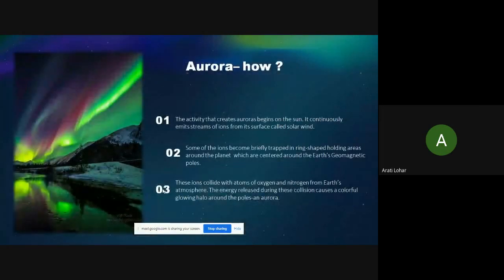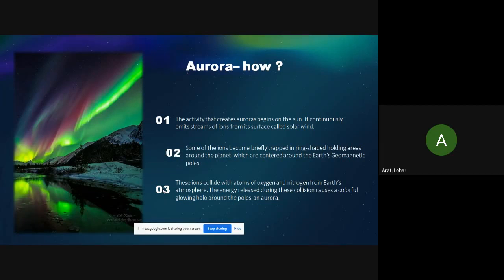Aurora, how? How is this beautiful phenomenon caused? The activity that creates auroras begins on the sun. Sun emits electrically charged particles from its surface, called as a solar wind. Most of these charged particles get deflected by Earth's magnetic field, and some of the ions become briefly trapped, which move towards the polar regions.